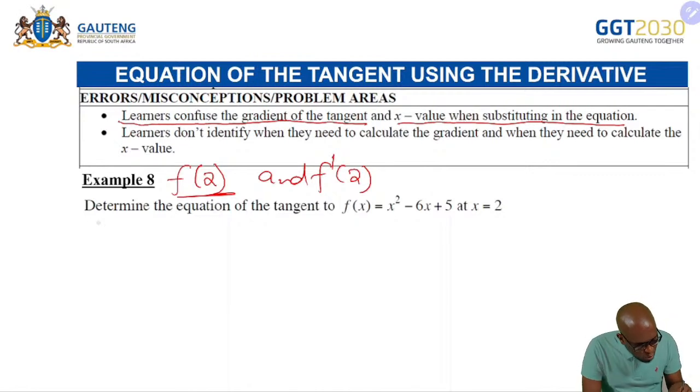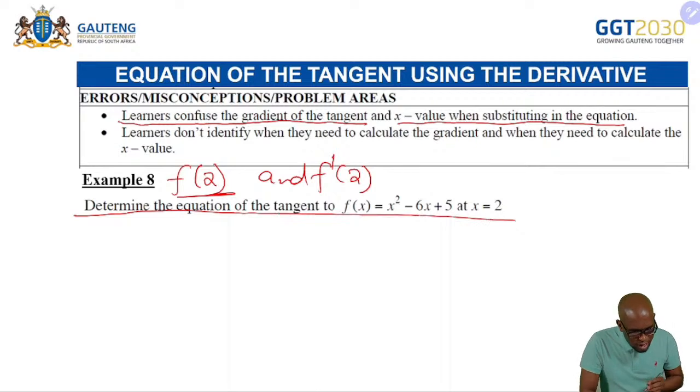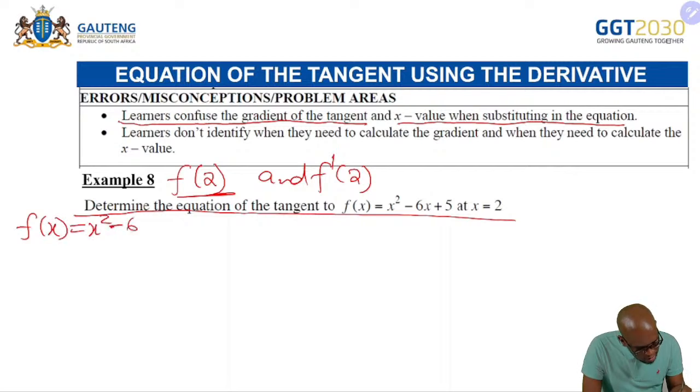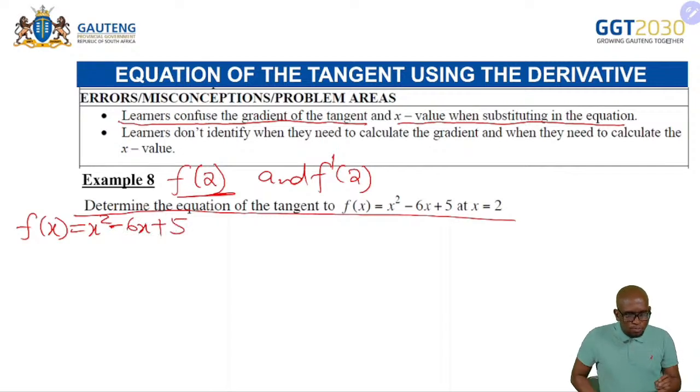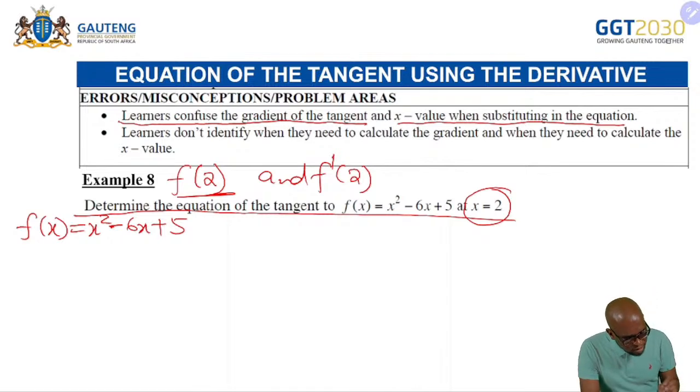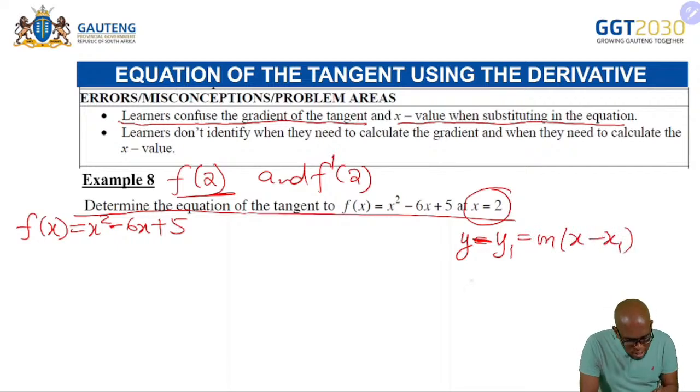Right, determine the equation of a tangent to this line. So now, if you check, we are given f of x is equal to x squared minus 6x plus 5. Now, at x is equal to 2. Remember, when you want the equation, you will be using y is equal to, or y minus y1 is equal to m of x minus x1. So you need a gradient and a point. How do you work with this? You'll need a point x1, y1.